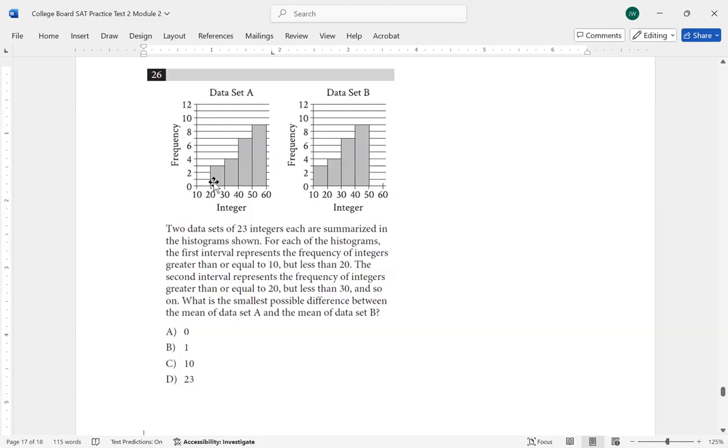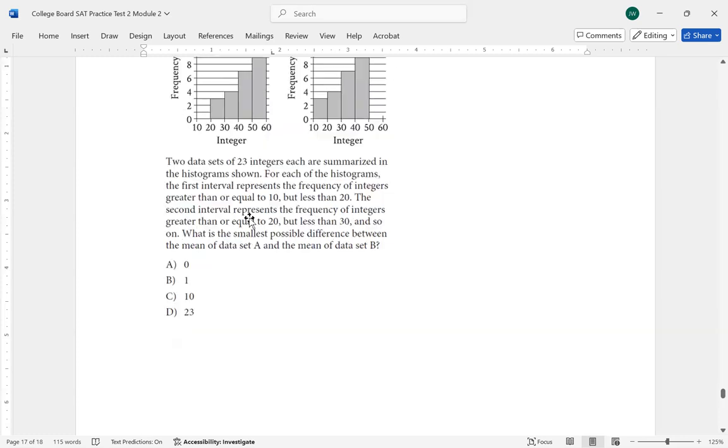And it turns out for this data set A, all 3 of our numbers here could have been 20. And all 4 of these numbers in this category could have been 30. And all 7 of the numbers in this category could have been 40, and 9 of the numbers in this category could have been 50. So data set A could be distributed in the following way.